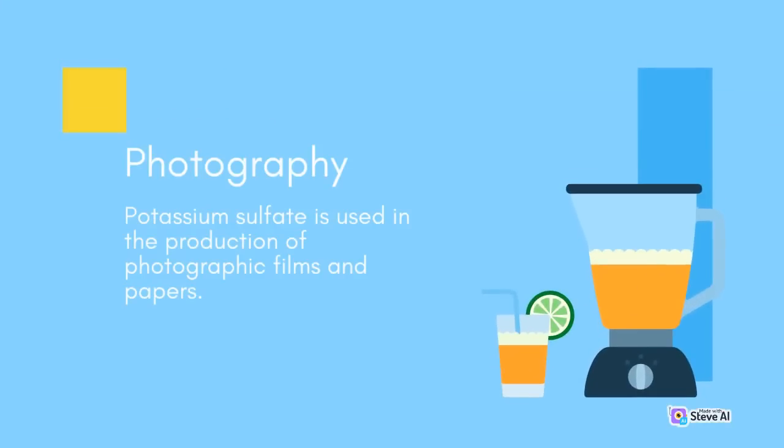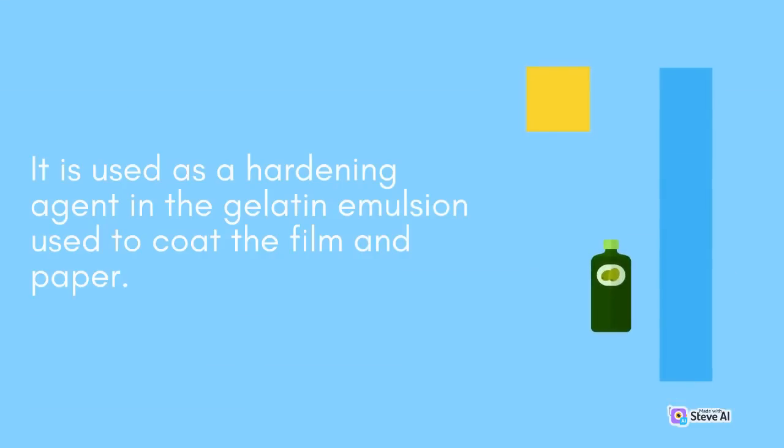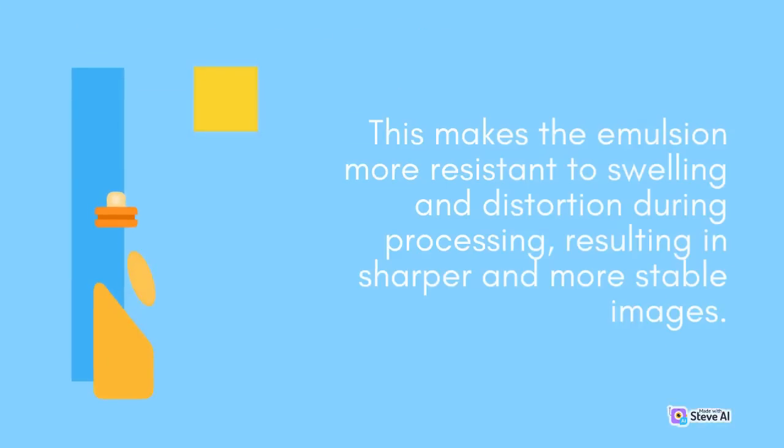Photography. Potassium sulfate is used in the production of photographic films and papers. It is used as a hardening agent in the gelatin emulsion used to coat the film and paper. This makes the emulsion more resistant to swelling and distortion during processing, resulting in sharper and more stable images.